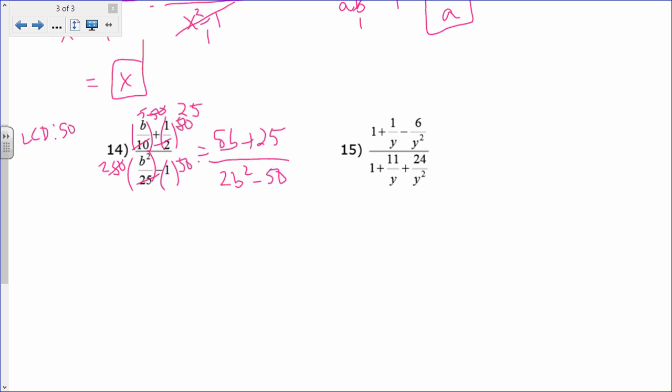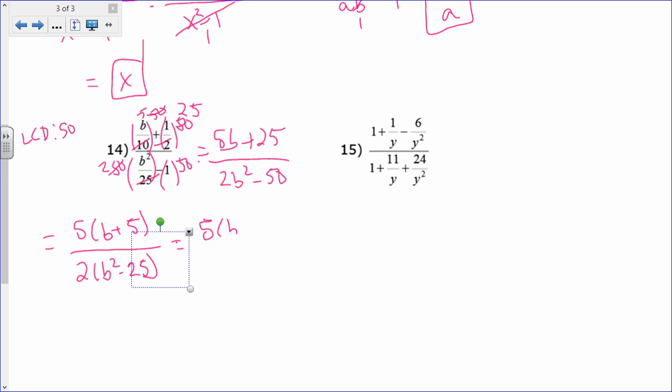So I can take out a GCF, so it's 5 times B plus 5 over, I have a GCF of 2, so then I'll have B squared minus 25, which is a difference of two perfect squares, so it's 5 times B plus 5 over 2 times B plus 5, B minus 5. So the B plus 5's go, so we're left with 5 over 2 times B minus 5.